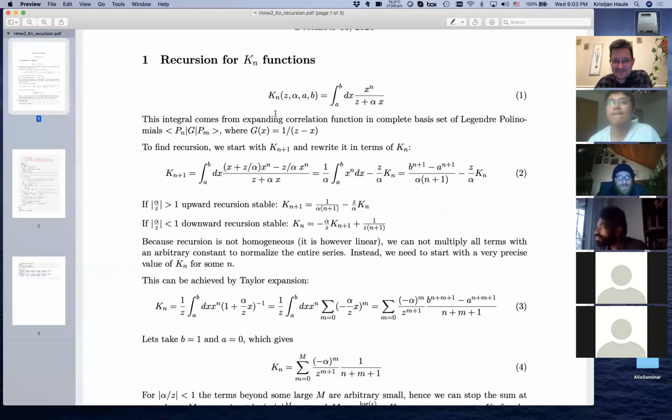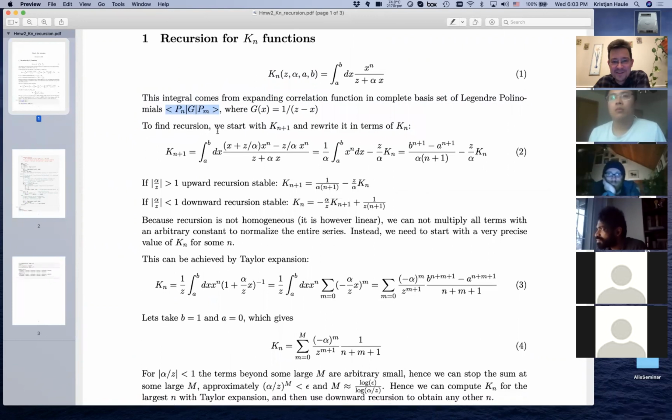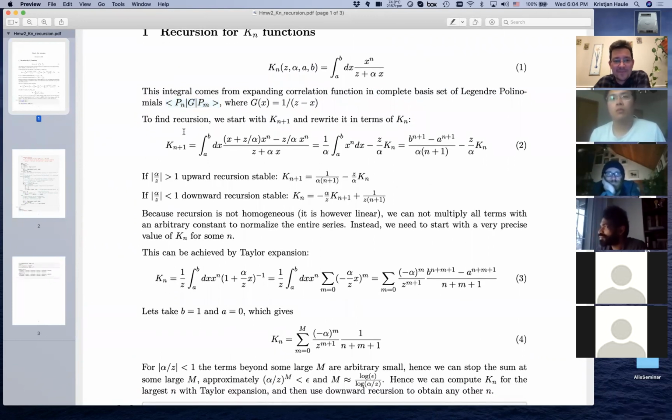Okay, so here's the solution. We need to evaluate this integral. It turns out that this is actually important when you write functions such as Green's function. You expand Green's function in terms of Legendre polynomials. So these integrals do appear in physics quite often. So how does it work? The idea is that we write the numerator in such a way that we add something and subtract something.